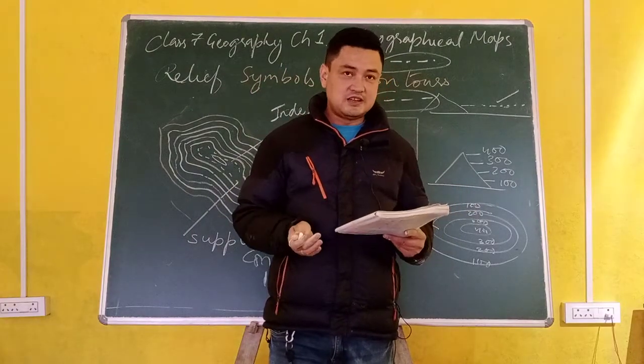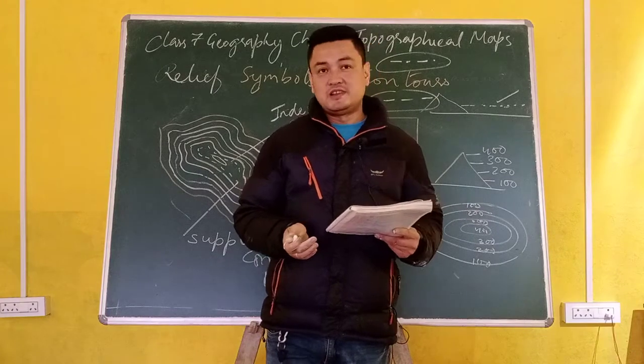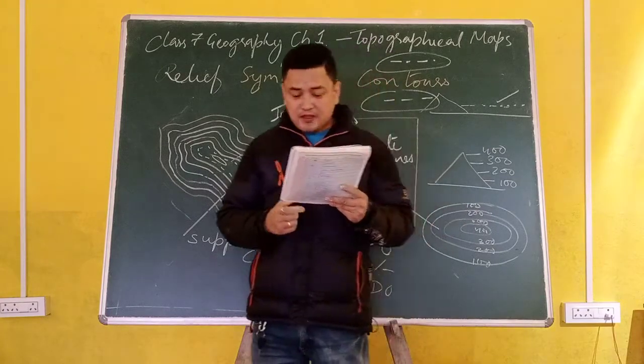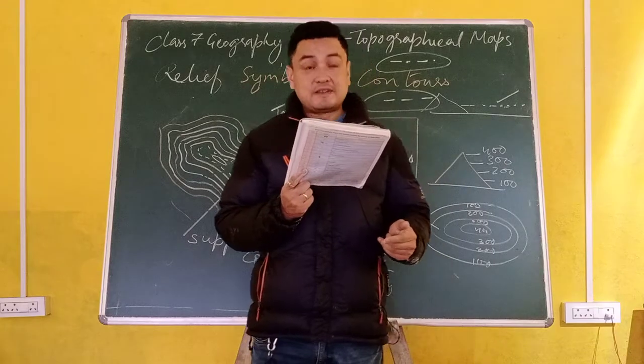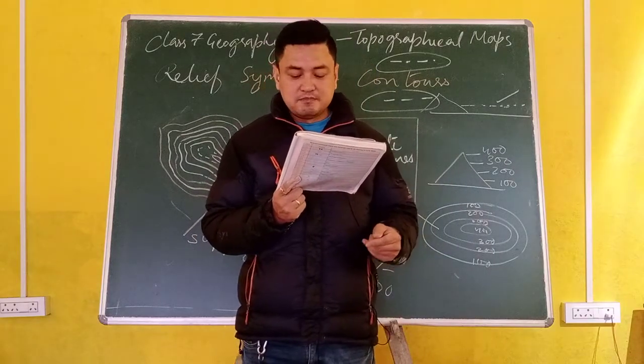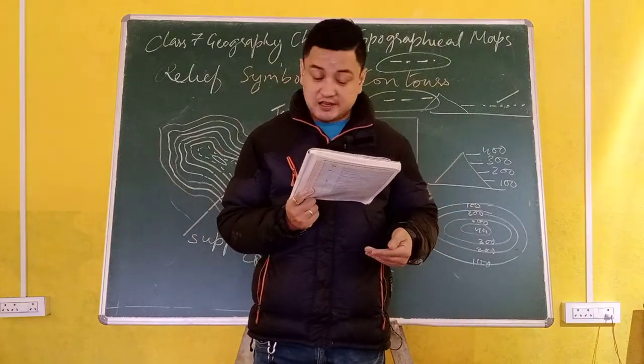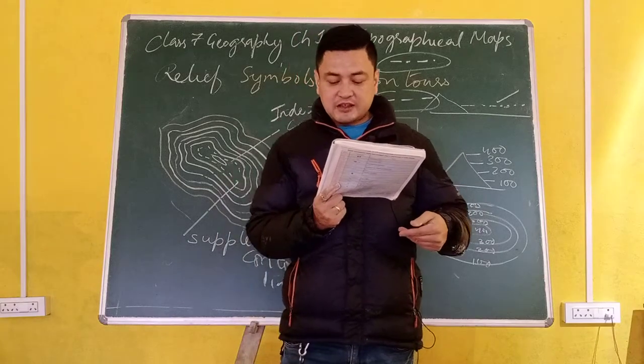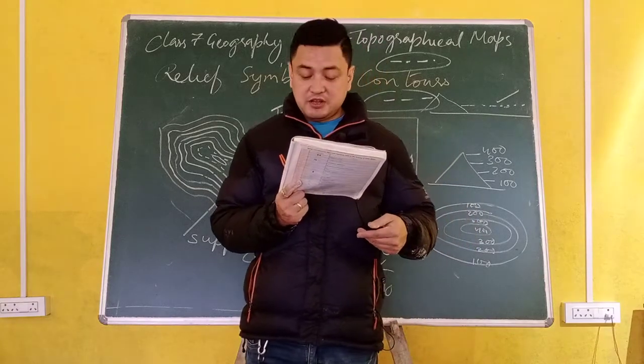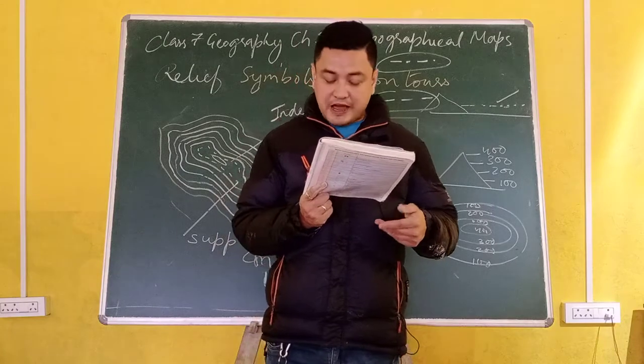What does it tell us? It tells us these buildings are located in this particular area. Sometimes they are used alone and sometimes in combination. A list of such symbols is given on the next page. You can learn by yourself. The study and understanding of the symbols is a must for the interpretation of topographical maps.